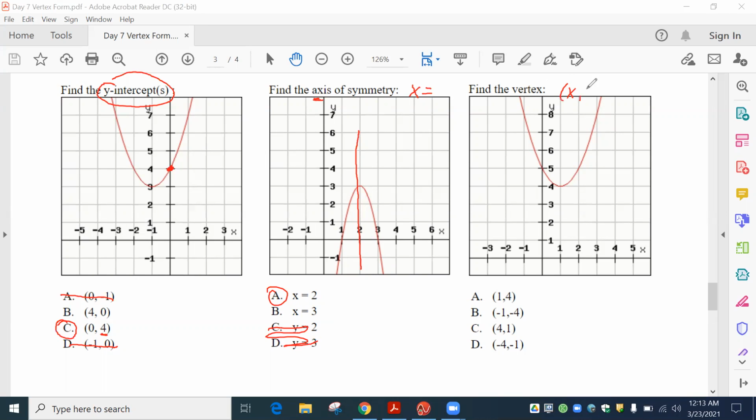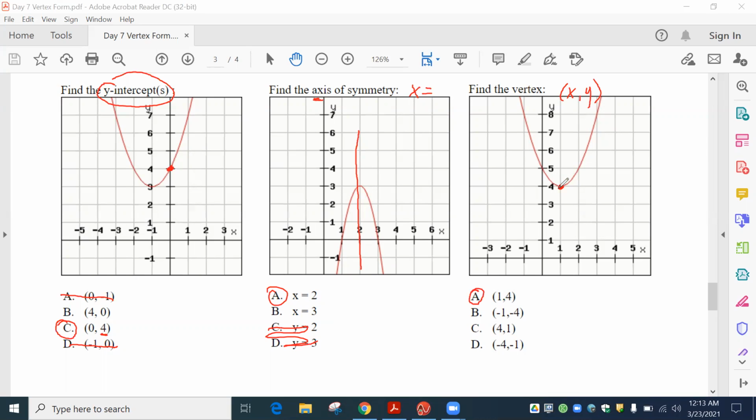Vertex is the x and the y, but I really only care about this x right here. So when you come here, the only thing I care about is the x. This one's kind of tricky because it's right next to that 4, but that's the y-axis. So my x is 1. So it's got to start with a 1, and that would be A.